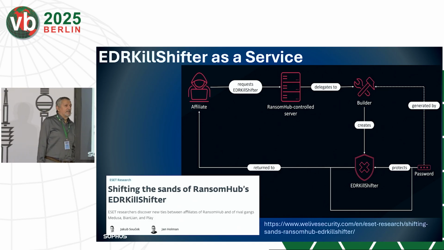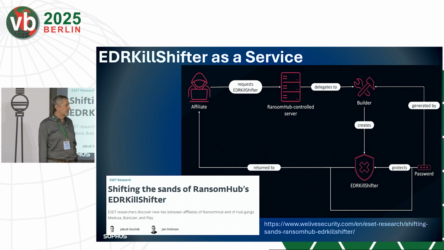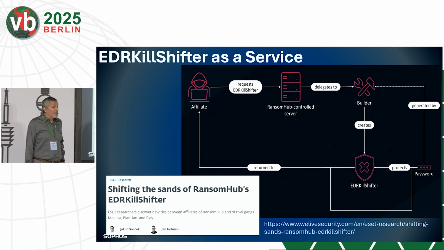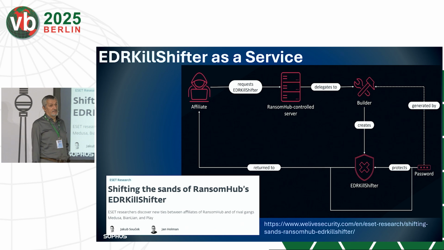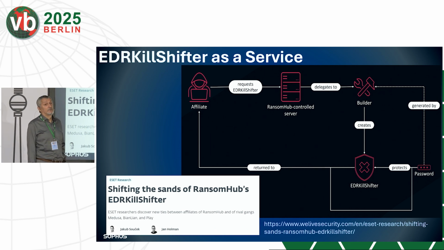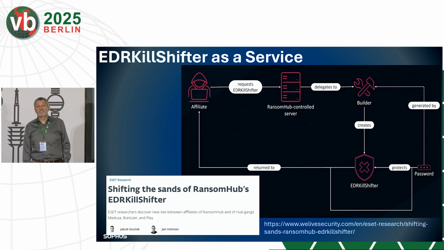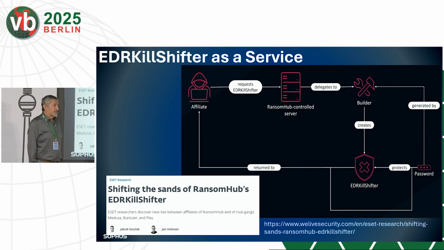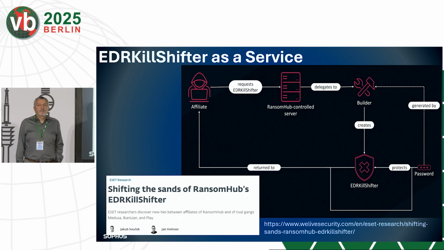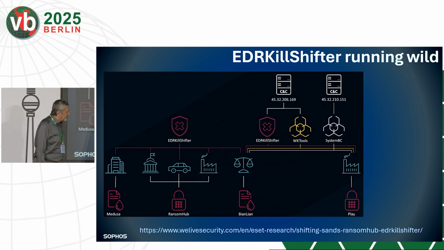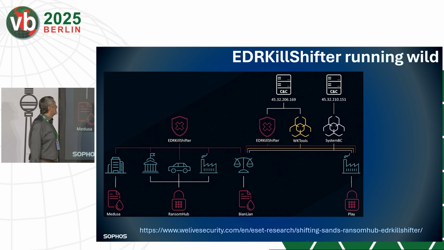There were a couple of publications on that subject. First one by ESET researchers about the use of the EDRKillShifter EDR killer. It's a proprietary tool of the Ransom Hub ransomware group. It was closely controlled by the operators of Ransom Hub. The affiliates could request a new copy or a new sample of this killer through a build server, and they received their unique copy.